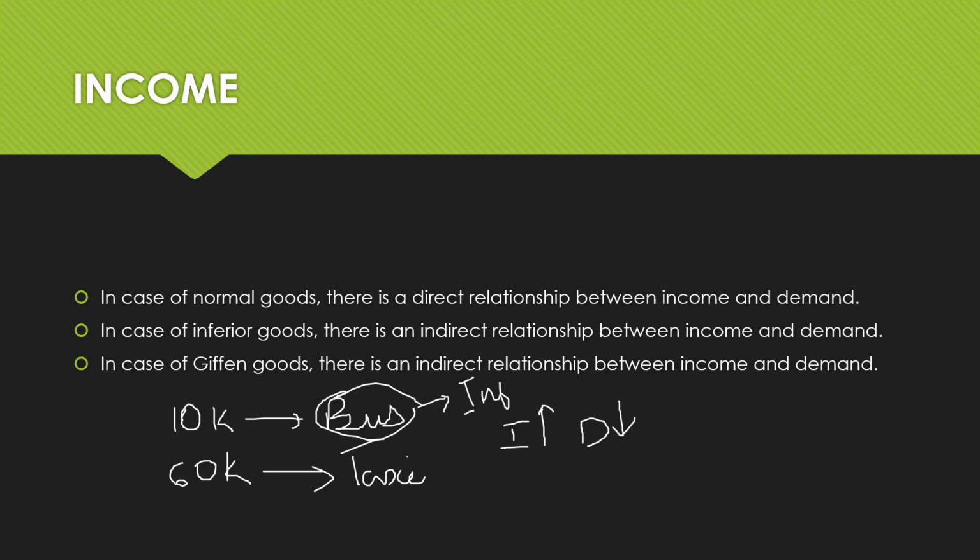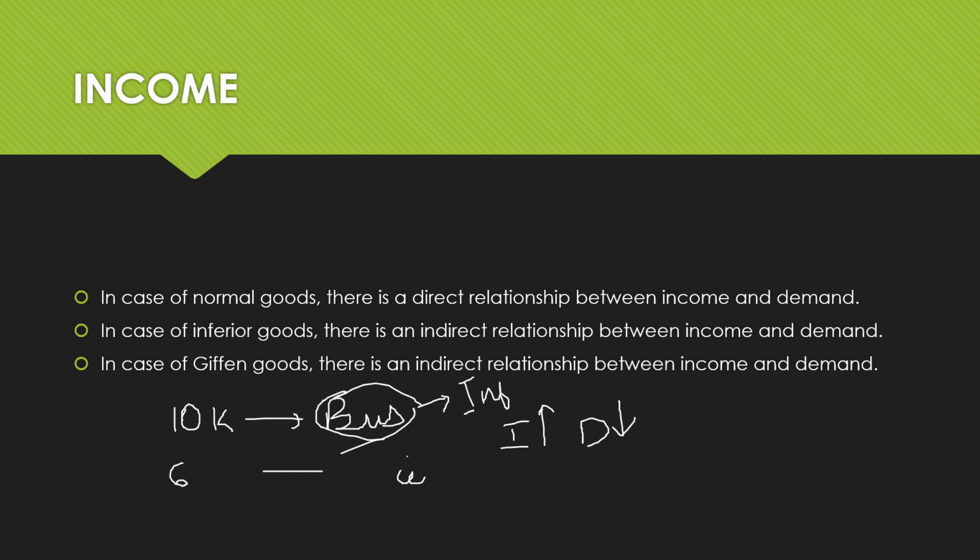So that's why, in case of inferior goods, there's an indirect relationship between income and demand. That is, with the rise in income, the demand for inferior goods will fall. And why is this fall happening? Because there will be a shift to other goods. With the rise in income, people would not buy inferior goods anymore. They'll start buying the non-inferior goods, because of which the demand is going to fall.